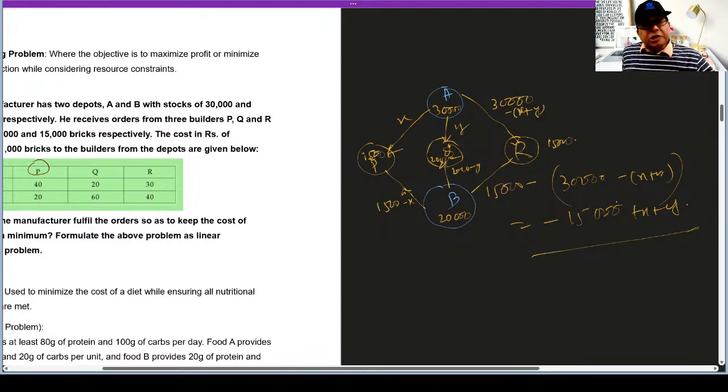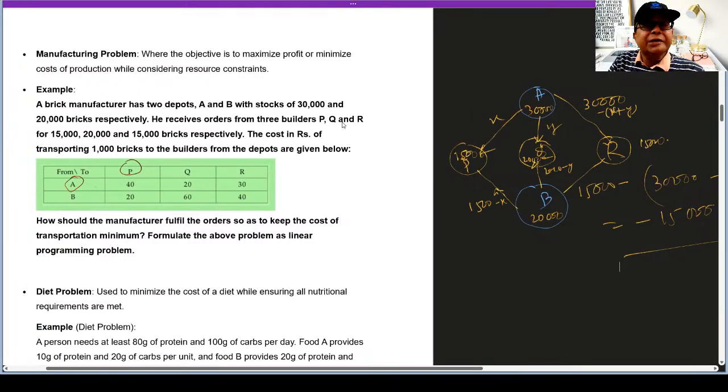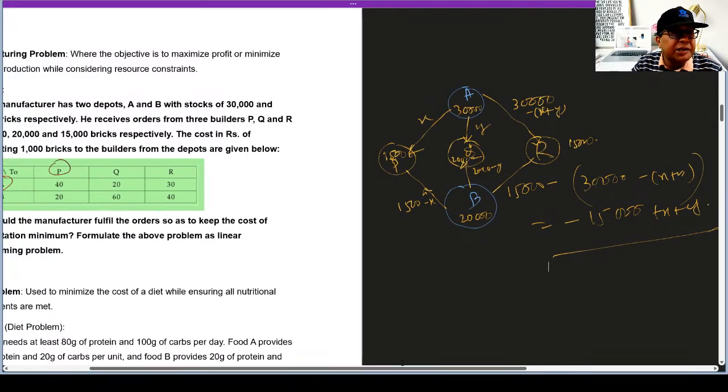This is a transportation problem. You are transporting from stocks A and B to P, Q, R. They are actually builders, so this may be cement and this may be sand. That's it. I hope you have understood this part. Allocation part you have understood. Now your problem is to write this whole thing as a linear programming problem.